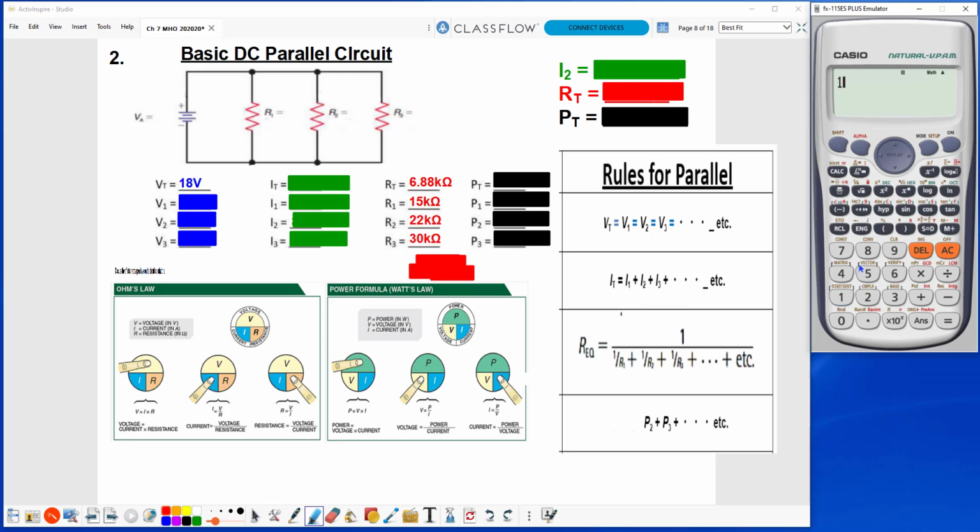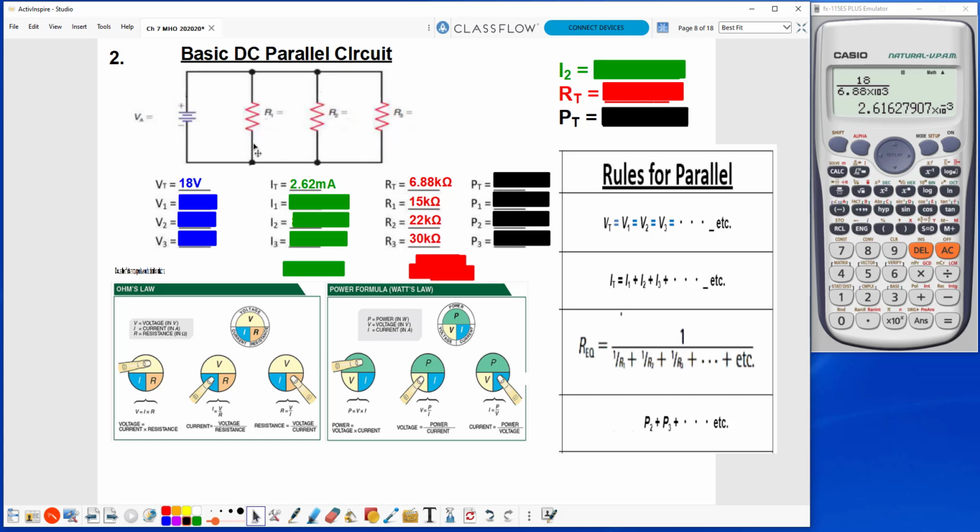So my V is 18 volts over 6.88 times 10 to the third ohms. It equals, hit engineering. So this tells us that we have 2.62, rounding the second number after the decimal place, 2.62 milliamps for our IT.